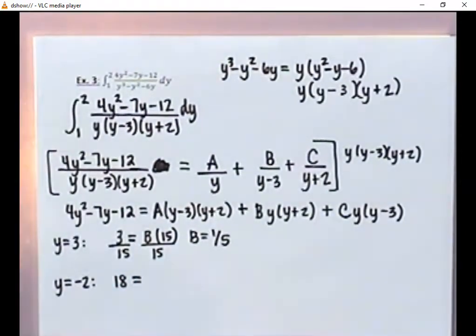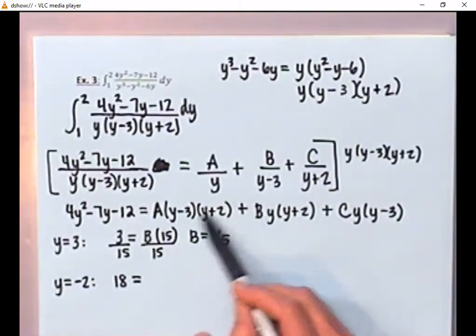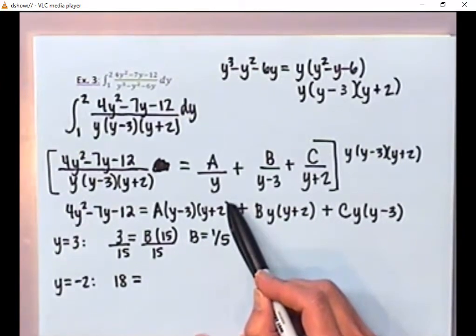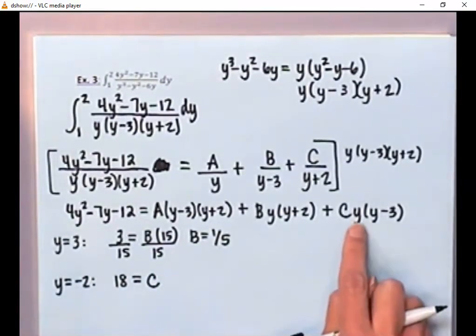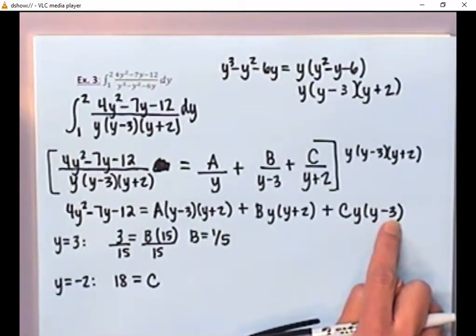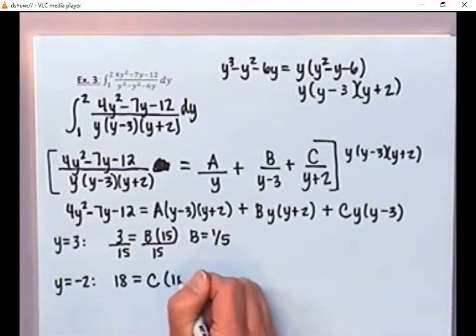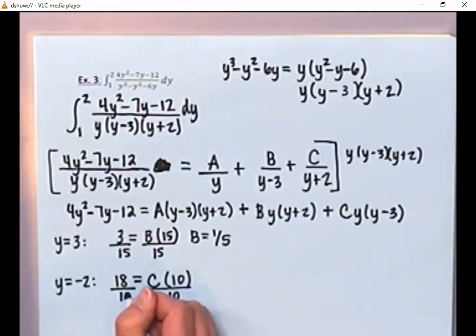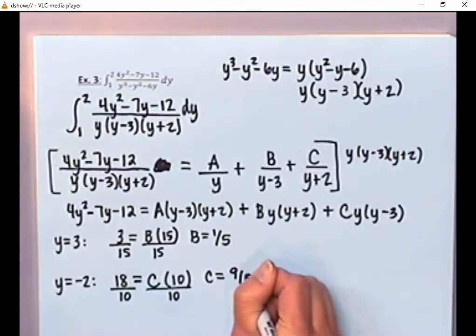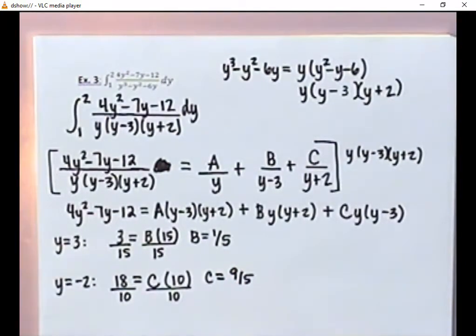That sound right? Good. So, which terms zero out? A term, right? And what other one? B term. So now we just have C times negative 2 and negative 5. Is that 10? Yeah. So C times 10, divide both sides by 10. What is C equal to? Looks like 9/5. Okay. So that's a fraction 9/5. All right.